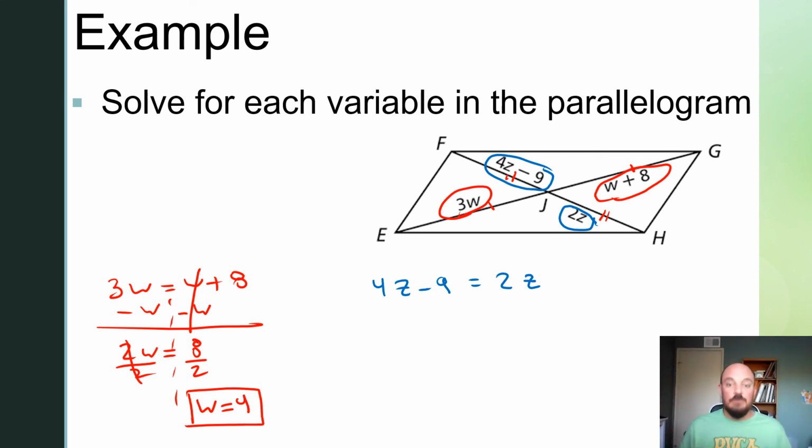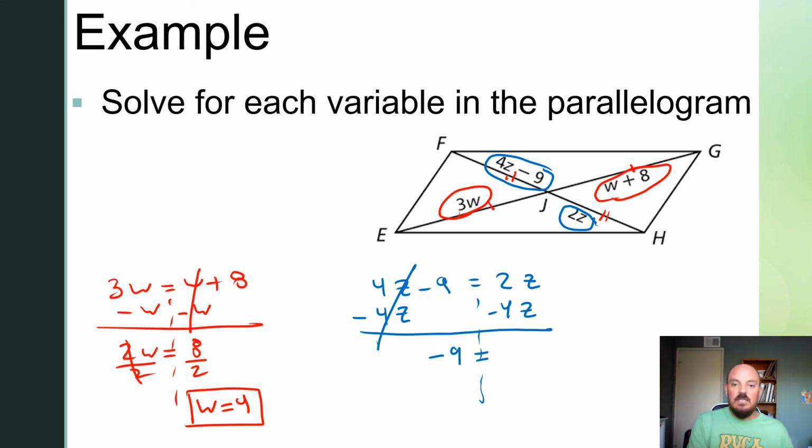Now I asked you to solve for each variable, so let's do z next. Same concept, I have z's on both sides. Let's get rid of the smaller one. Actually, you know what? Let's get rid of the 4z this time. Because if I get rid of the smaller one, I have nothing on that side. So this is one of those times I usually get rid of the smaller variable, but since there's nothing over there with the 2z, I'm going to get rid of the 4z. And I'm going to have negative 9 equals, now 2 minus 4 is negative 2z.